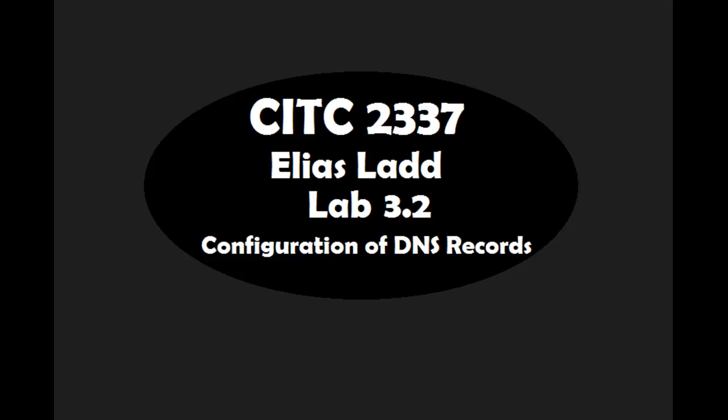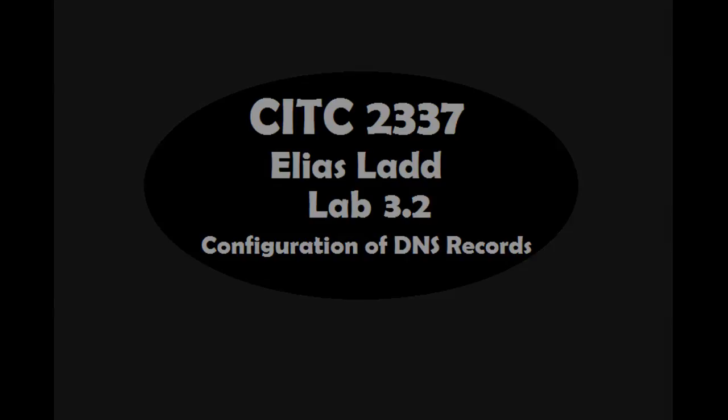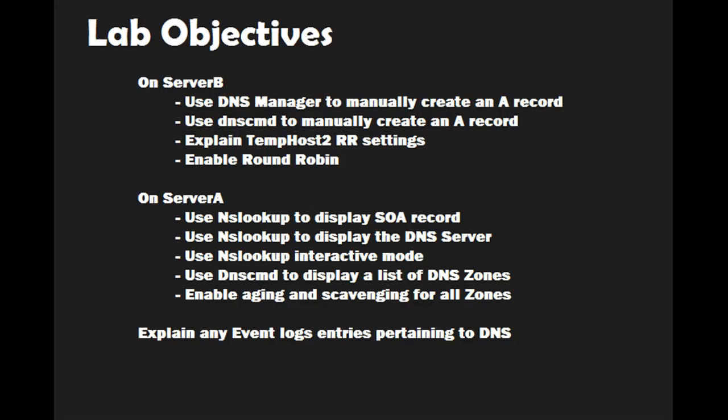Welcome to CITC 2337. This is the last lab for lab 3.2, and we'll be configuring DNS records. In this lab, we'll be using server B first to use DNS Manager to manually create an A record. We'll use DnsCmd to manually create an A record. We'll explain Temp Host's 2 settings.